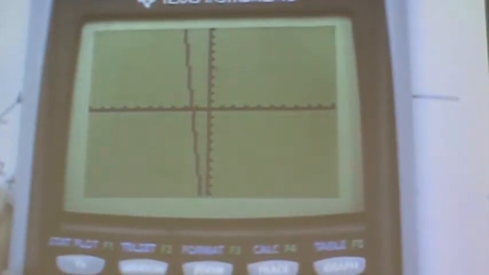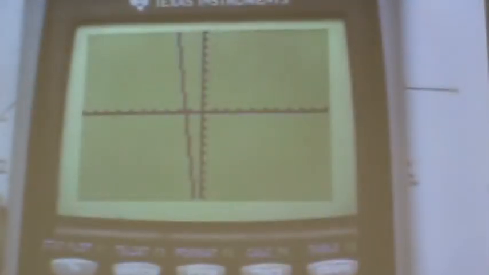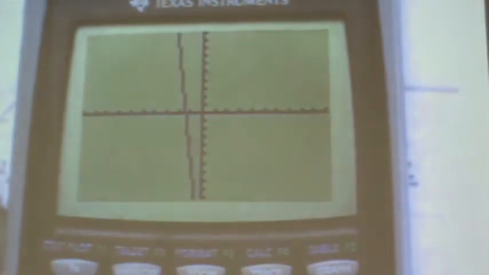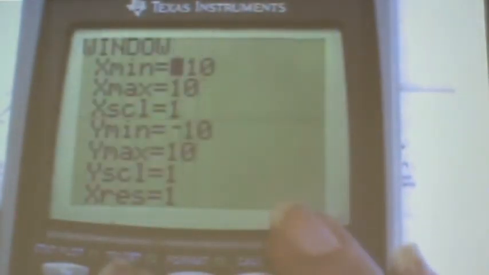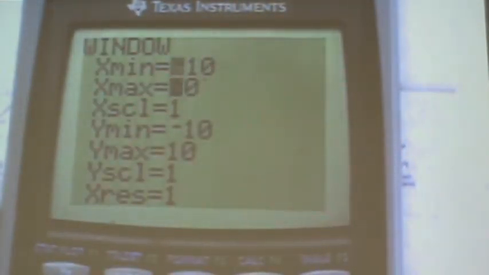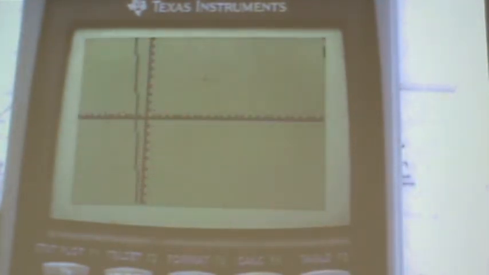Okay. Where's the other answer? It's off the graph. We have to zoom out. Window. I'm gonna say 15, 20, 25. There it is.